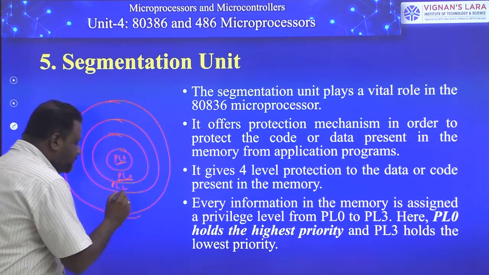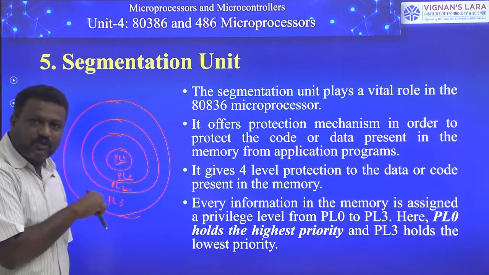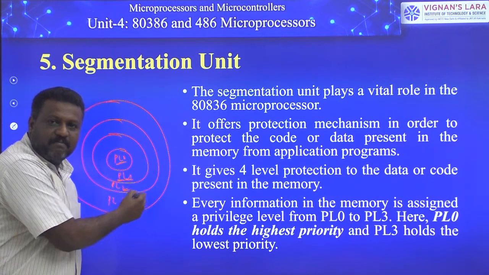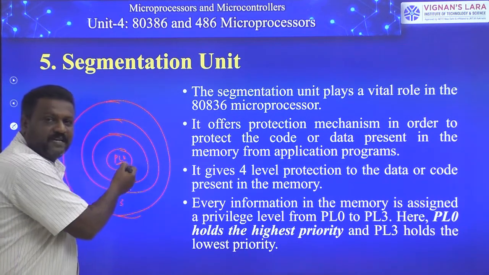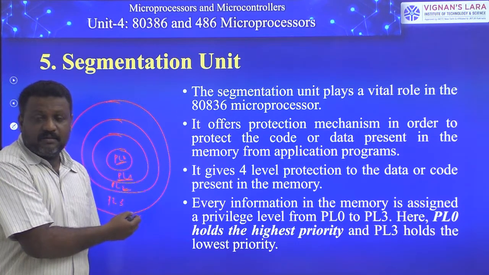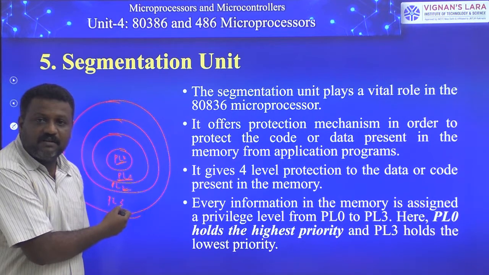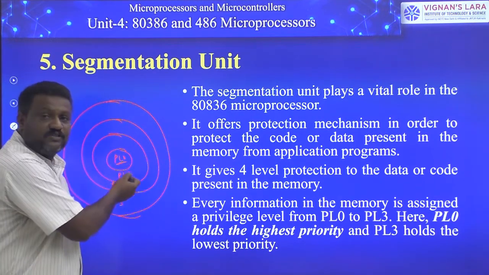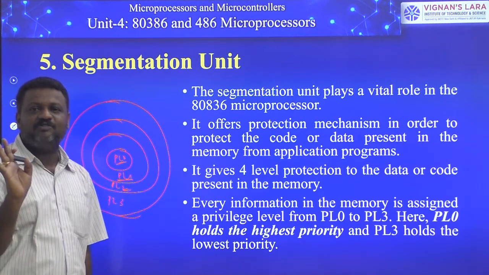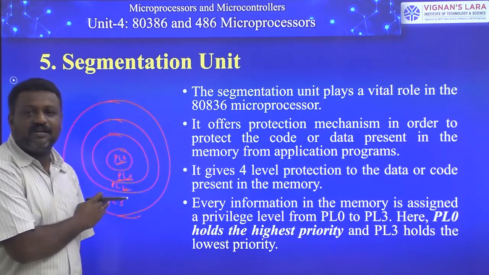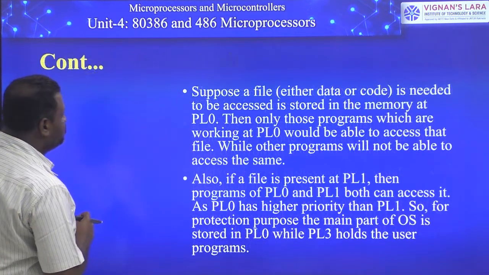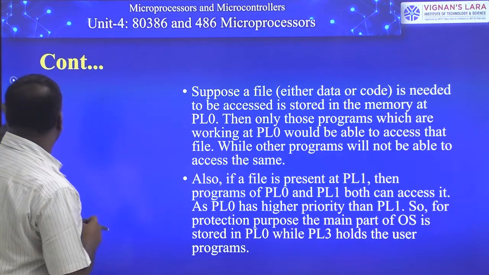Next, if a person is able to access information from PL2, he is able to access only information from PL2 as well as PL3, but he can never access information from PL0 or PL1. Similarly, the person who can access information at PL3 can't access information from PL0, PL1 or PL2. If you observe this case, our information is more secure in the 80386. So that's what our segmentation unit can do. This is what I'm saying.